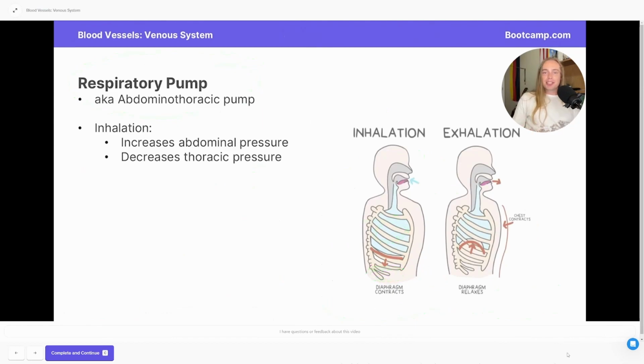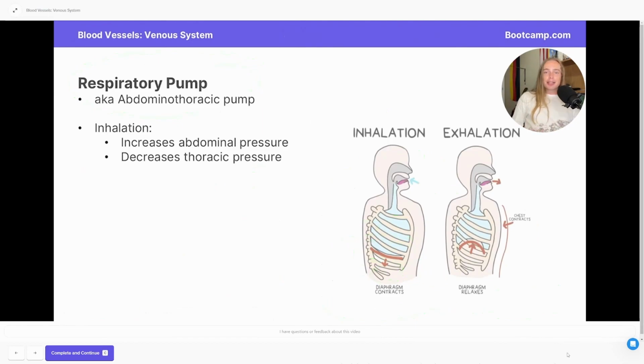If we start from a position where we've just fully exhaled and begin to inhale, what's going to occur is our diaphragm is going to contract and pull the pleura of the lungs downwards. So this is obviously going to create a little bit of pressure in the abdominal cavity, where it's going to start to squish all of your guts together. This increased abdominal pressure is going to squeeze on any of your veins in the abdomen and help push that blood back in the correct direction towards the heart.